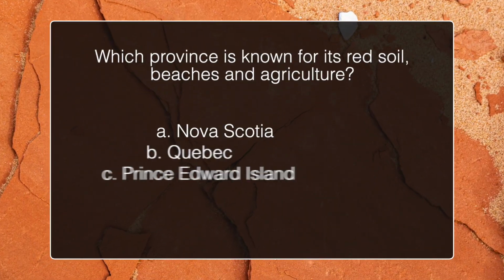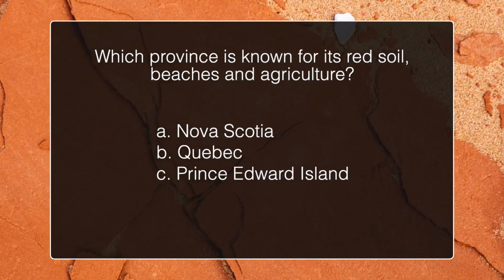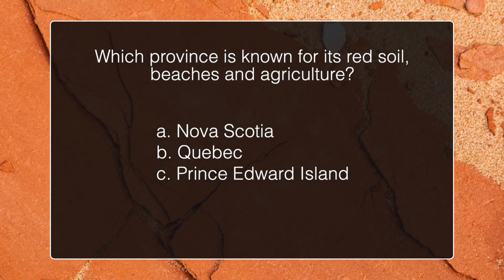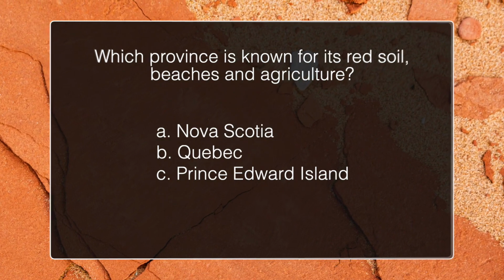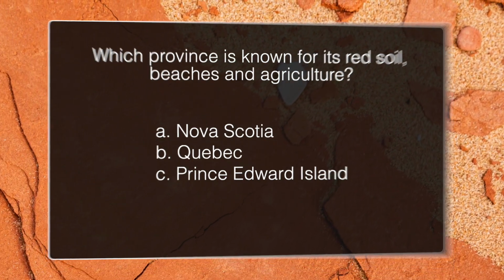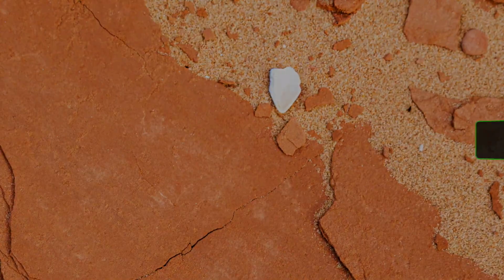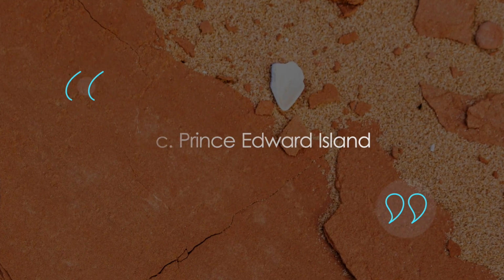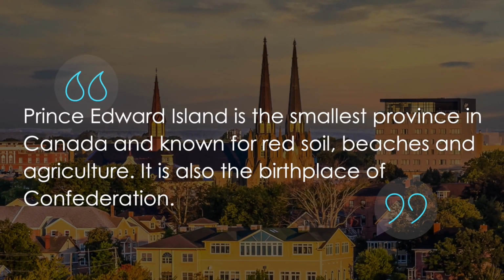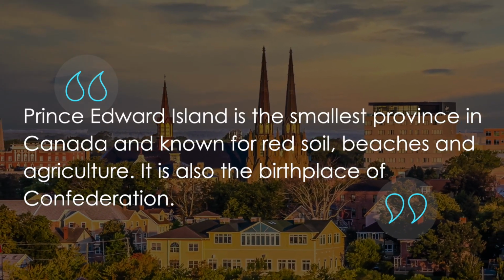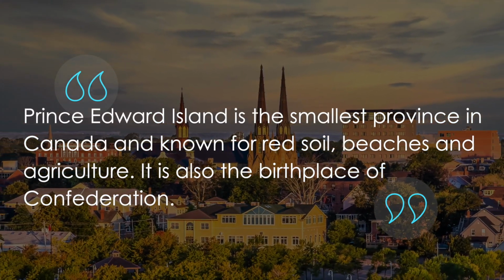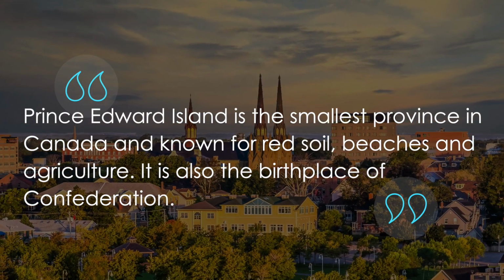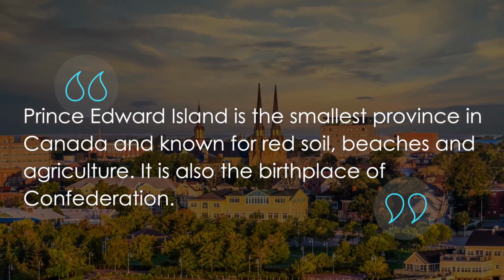Which province is known for its red soil, beaches and agriculture? Nova Scotia, Quebec, Prince Edward Island. The answer is Prince Edward Island. Prince Edward Island is the smallest province in Canada and known for red soil, beaches and agriculture. It is also the birthplace of the Confederation.